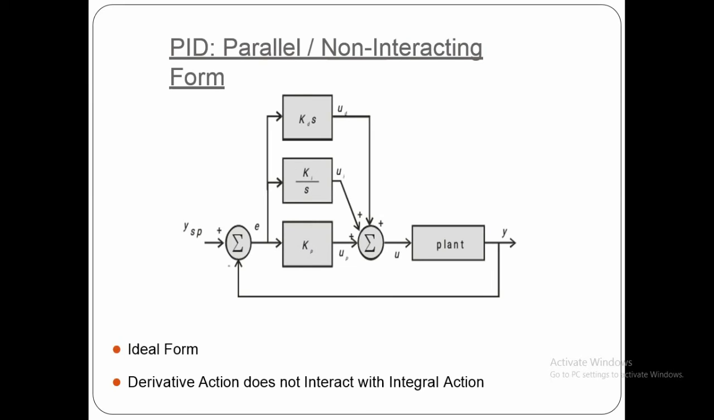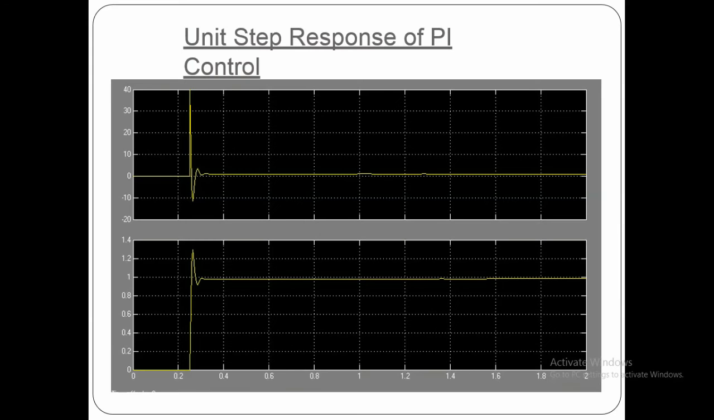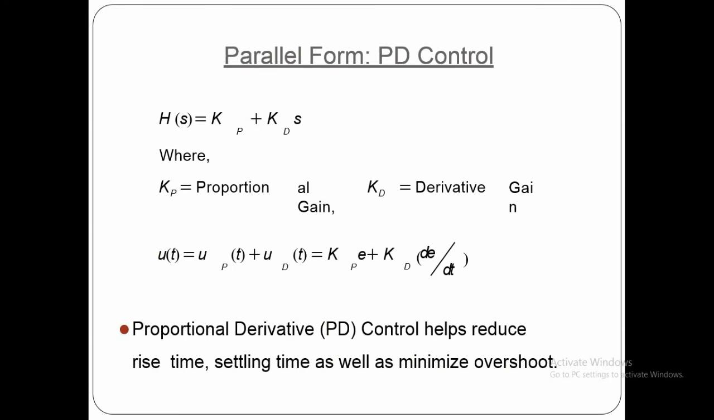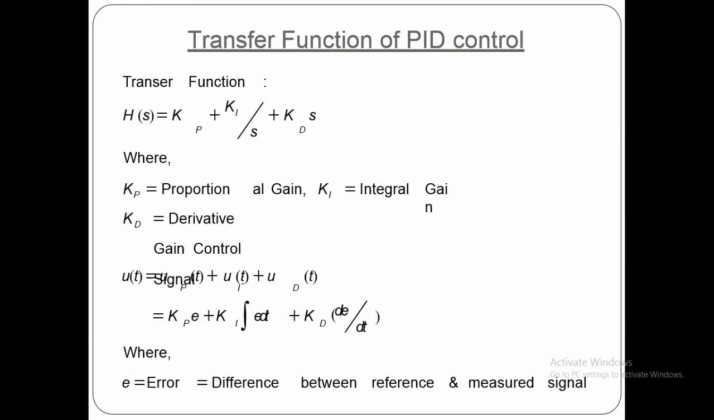PID parallel or non-interacting forms. In the parallel form, the PI control helps with rise time and settling time as well as eliminating steady state error. The figure shows the unit step response of the PI control system. In the parallel form, the PD control system helps to reduce rise time and settling time as well as minimize overshoot. Then the unit step response of the PID control, and the transfer function of the PID control, a combination of the three controls.